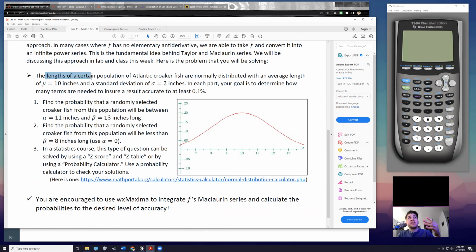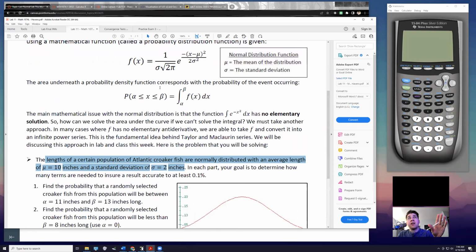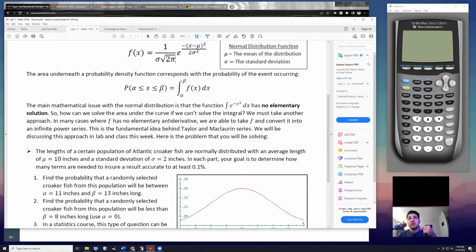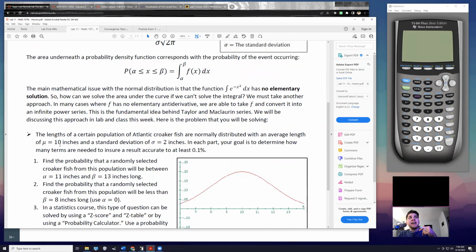So if you look at the question, it says the lengths of a certain population of Atlantic croaker fish are normally distributed with an average length of 10 inches and a standard deviation of 2 inches. If you've never had stats, you might not know what that means, and that's not a big deal because I give you the formula for the normal distribution above. Basically, there are two parameters: mu is the average value, and the standard deviation describes how wide the bell curve is, or what its spread is.